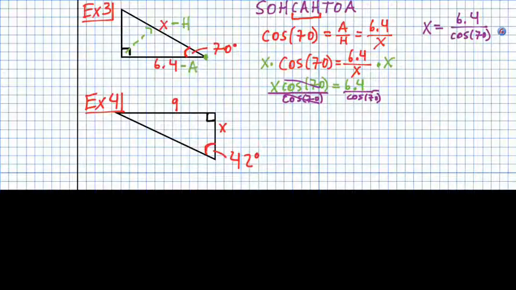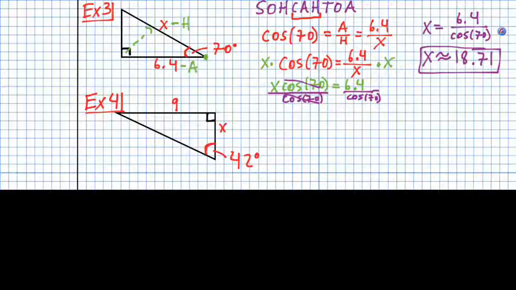And so this is just the division of two numbers, 6.4 divided by cosine of 70. So you have 6.4 divided by, and then in your calculator, input cosine of 70. And make sure you use your parentheses here. And what you'll see is that x is equal to approximately 18.71. So we just have one additional step in here, right? We had to multiply both sides by x and then divide by that cosine.